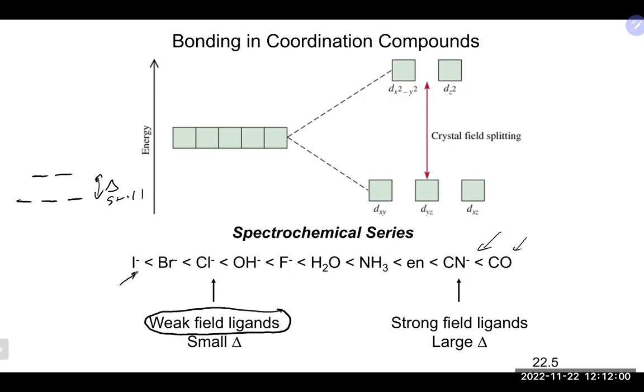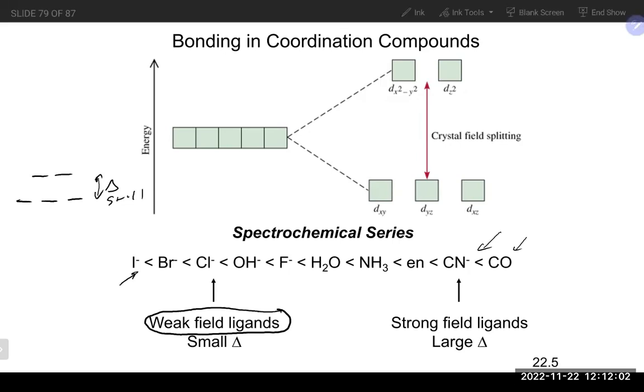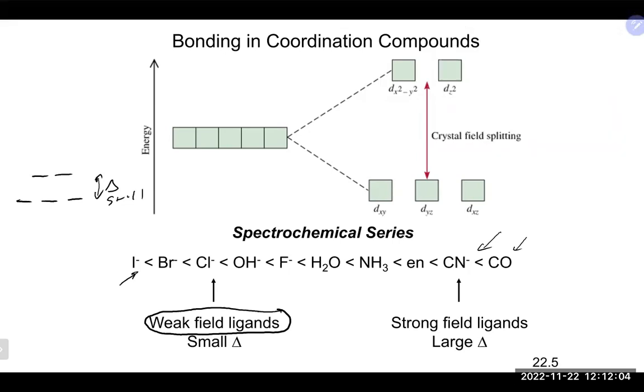And what that means is when electrons populate these d orbitals, they will go in like normal. They will go in one at a time, and then eventually, if necessary, come back and fill up.